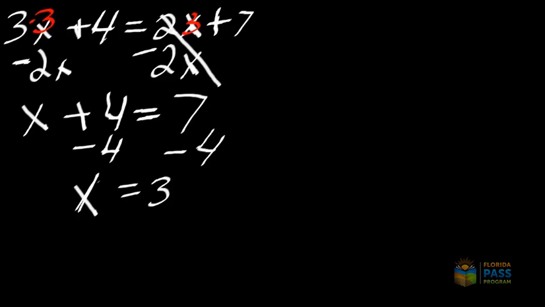Let's check out the right side. 2 times 3 is 6. 6 plus 7 is also 13. So I know my answer is right because it checks. Let's try a different problem.